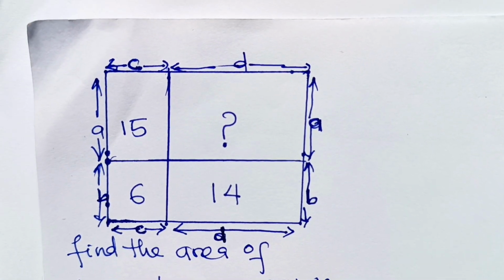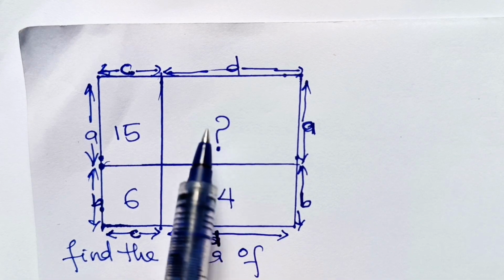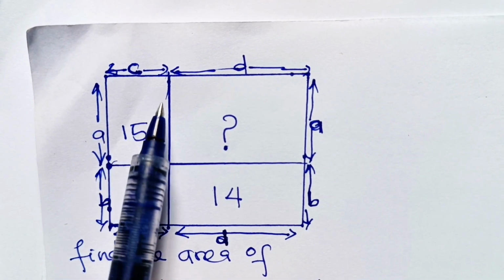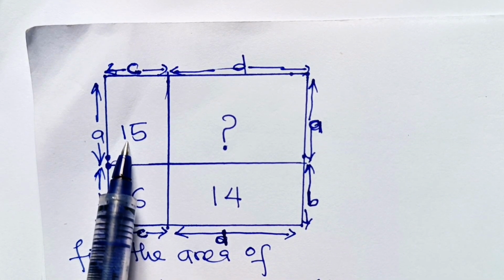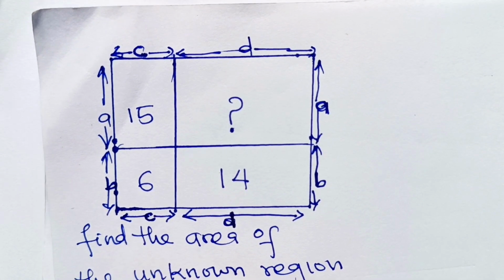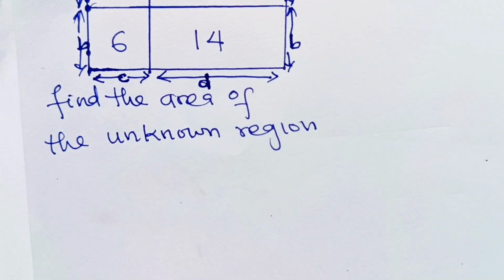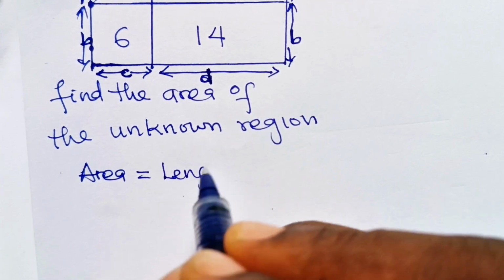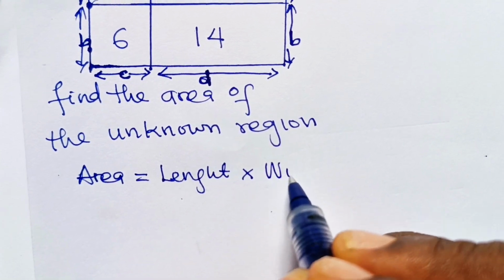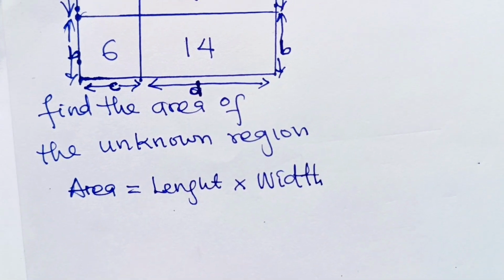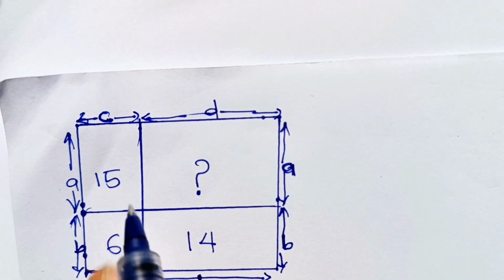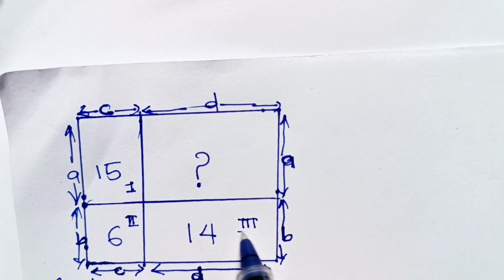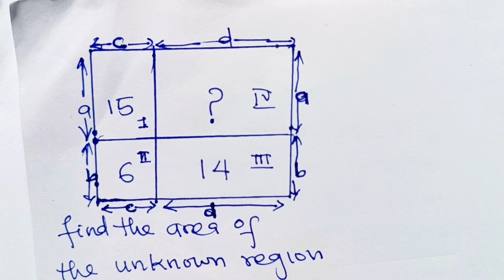Now, where am I driving at? Remember that we are asked to solve for the area of this place, okay? Now, this is a rectangle. So, if the area of this place is 15, recall that the area of a rectangle is equal to length times width, okay? So let's call this particular portion I, and the remaining portion we are looking for IV.